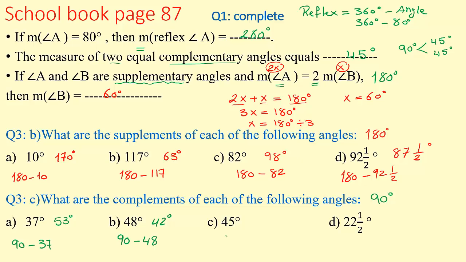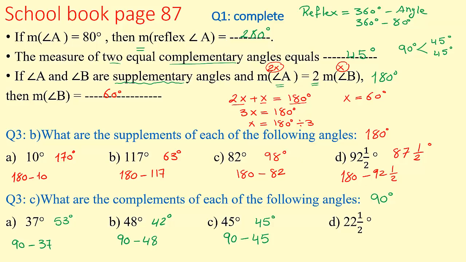I know that the measure of two complementary angles, if I add them together, are 90 degrees. So I know that one of them now is 45. 90 degrees minus 45. So the second angle is also 45 degrees. Those two angles are equal.